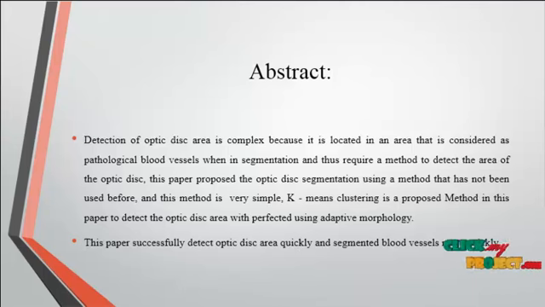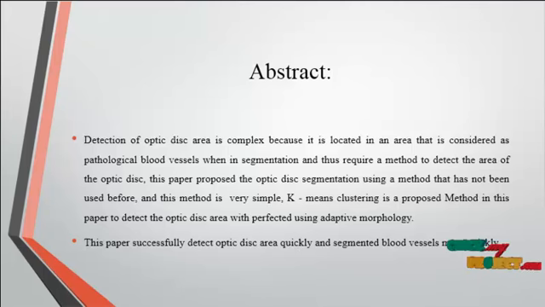and this method is very simple. K-means clustering is the proposed method. In this paper, we proposed the optic disc segmentation by using K-means segmentation only. After this clustering, the cup region and the optic disc region are segregated separately. Then the segregated results are combined together and indicated by the contour detection.